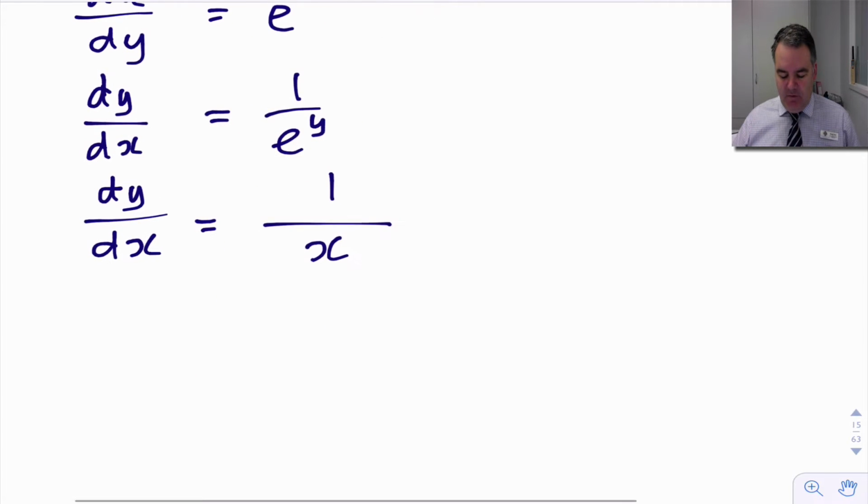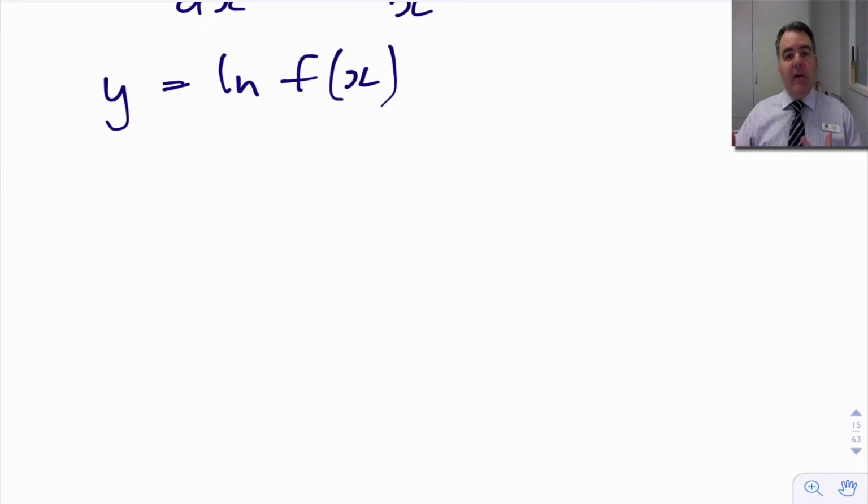Now let's extend that result and use some chain rule. What if we had y equals ln f of x? So it's a function of x now, not just x on its own. So it could be anything, x squared plus 2 or 3x minus 4, whatever it is. We've got this f of x function in here. Okay, so we could use the chain rule here to work out the derivative of this function. Just like we did before for trig functions or exponential functions, in all of these cases we need to multiply by the derivative of that inner function, in this case the f of x.